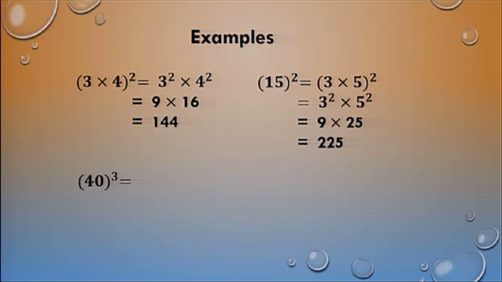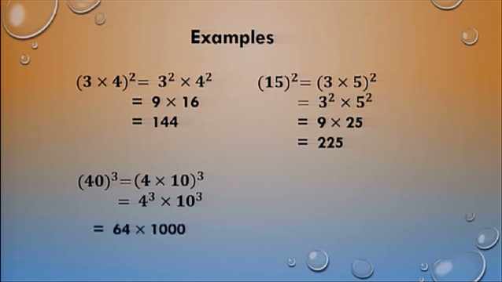Can you think about 40 to the cube without performing 40 times 40 times 40? Yes, we can use (4 times 10) power 3, which is equal to 4 power 3 times 10 power 3. It is equal to 64 times 1000. So the final answer is 64 thousand.